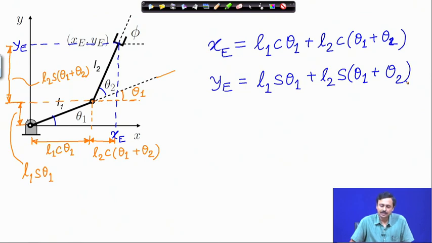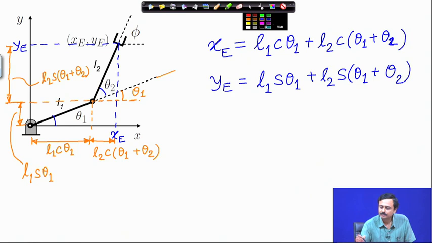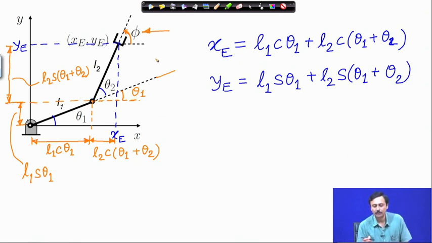In addition to this, in certain applications, I might require this angle phi. In certain applications, we might require this angle phi. This is the angle of orientation of the end effector.